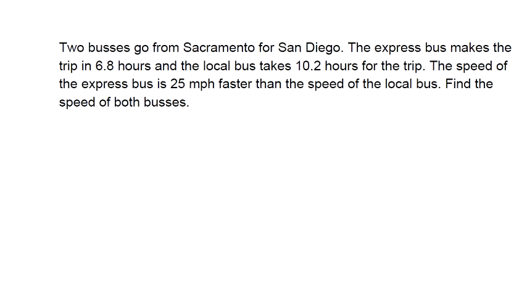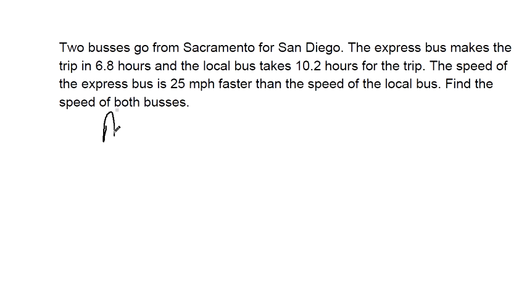Two buses go from Sacramento for San Diego. The express bus makes the trip in 6.8 hours, and the local bus takes 10.2 hours for the trip. We're supposed to find the speed of both buses. They tell us how many hours it takes, so they tell us a time. They don't directly tell us a rate.